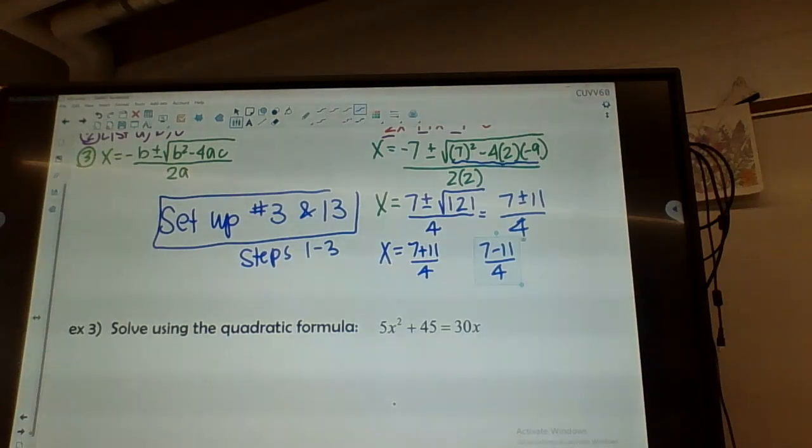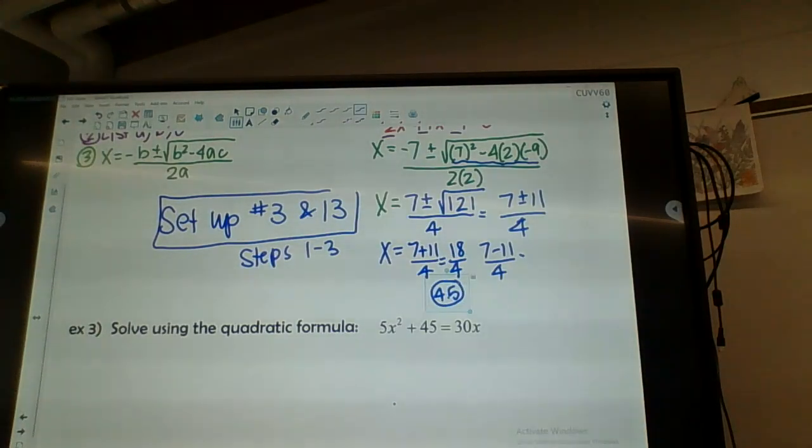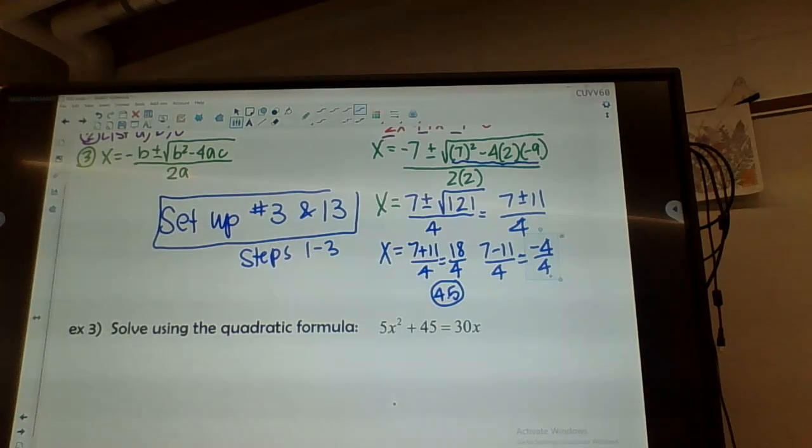And when we do this, I'm going to wait to grab my calculator, but I do want to do the addition and subtraction before I divide. So 7 plus 11, and you can put that in your calculator, that's 18, and we're going to divide it by 4. If you did that, you're going to get 4.5, I believe, or 4 1/2. This one is going to be a negative 4 over 4, and you're going to get negative 1 for it.